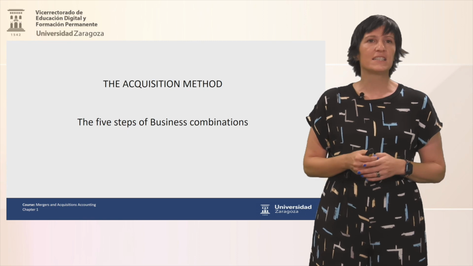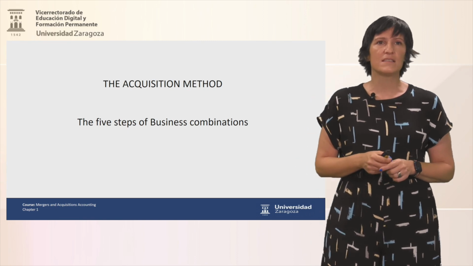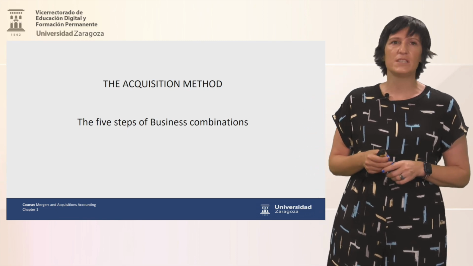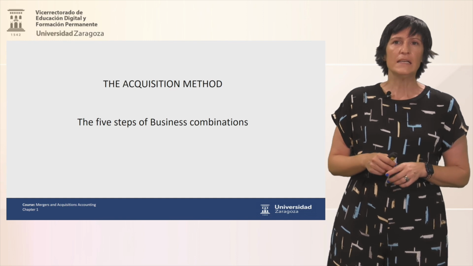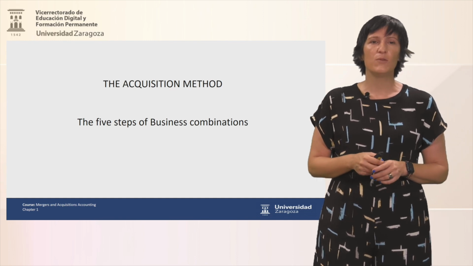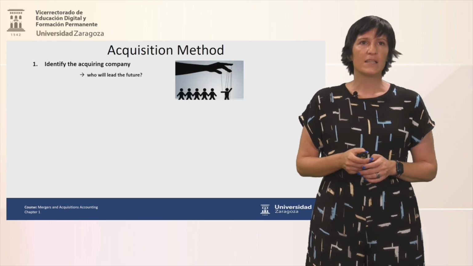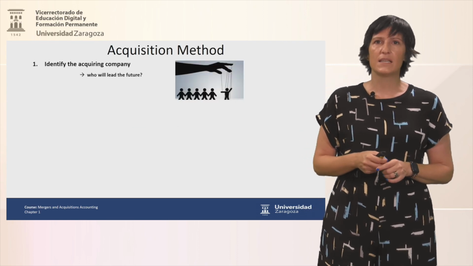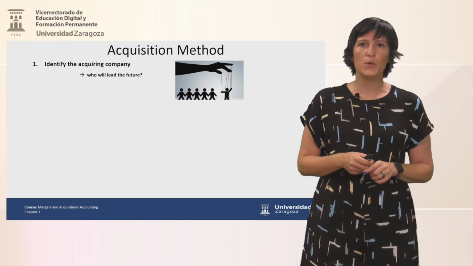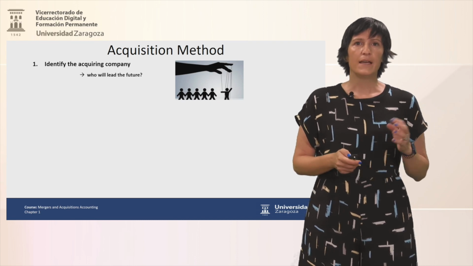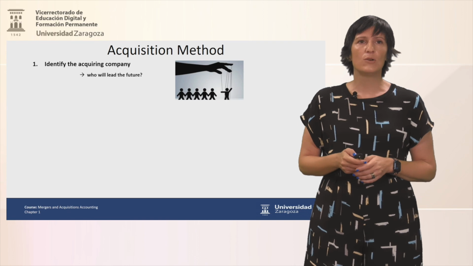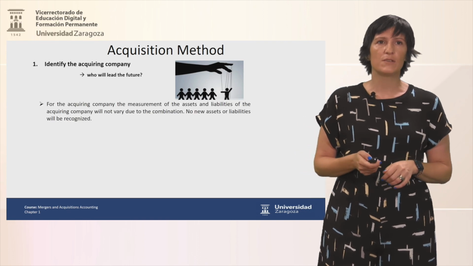Hello, the objective of the video of today is to learn a little bit about the acquisition method and the 5 steps that we need to take in the evaluation process of a business combination. In the acquisition method, the first step requires us to identify who is the acquiring company, who are going to be the shareholders that will lead the future of the company.